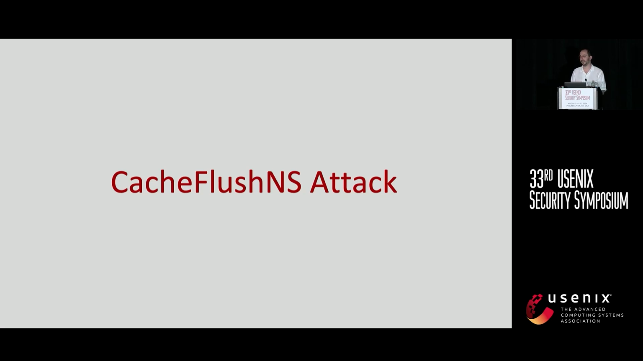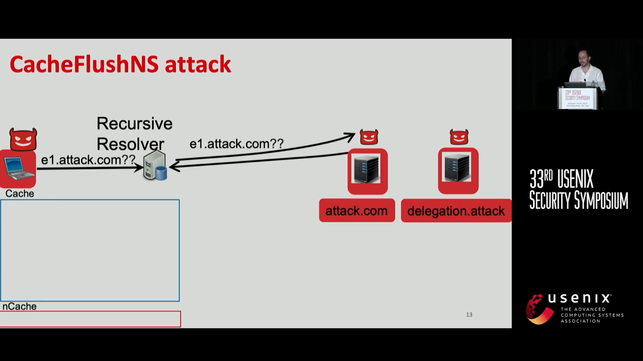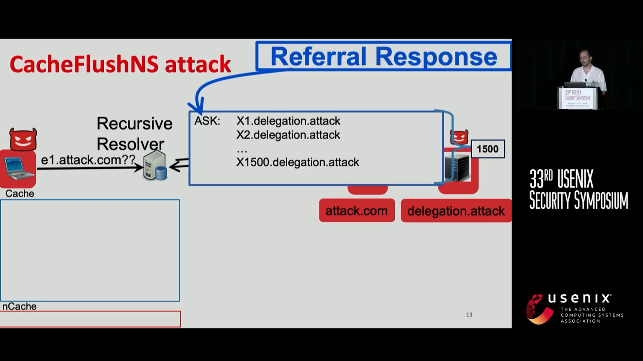So how does our attack look? You can see here 3 components: the malicious attacker, the recursive resolver, which is the benign one, and on the right the authoritative name servers. The attacker asks for a malicious domain, e1.attack.com in this case, and the malicious authoritative name server answers with a long referral response.